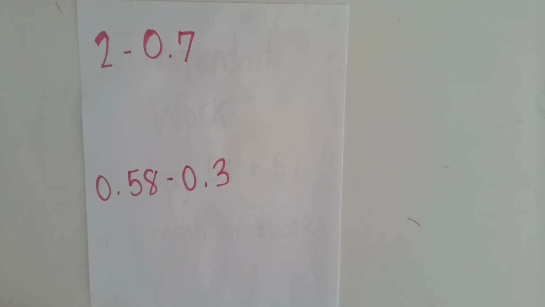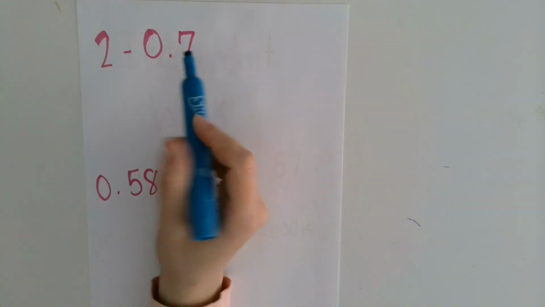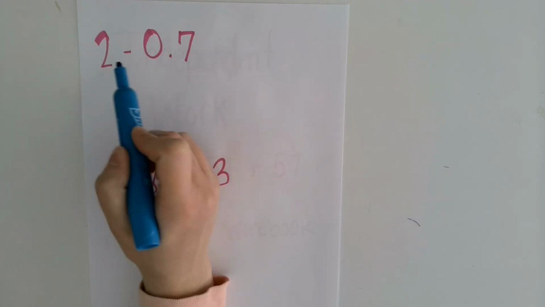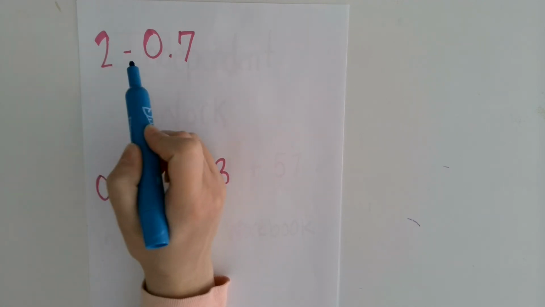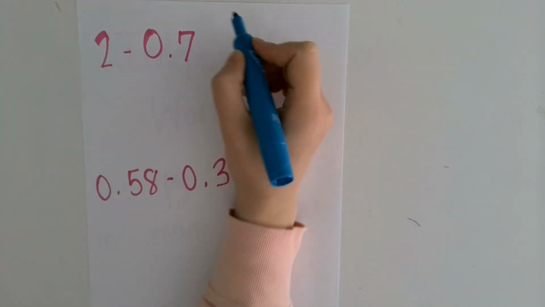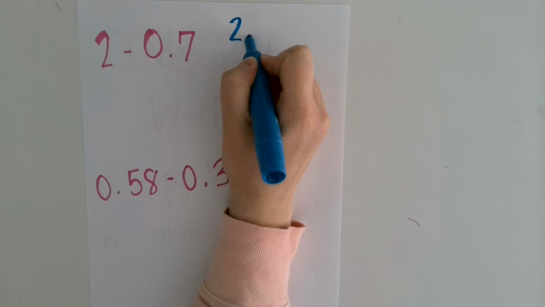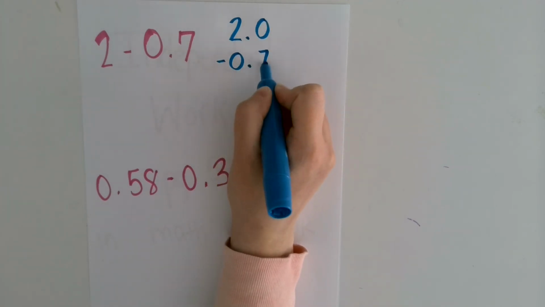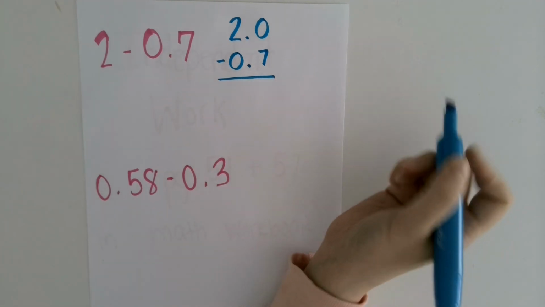Okay, so let's see how you did. So up here, we had the type of problem where we have a whole number minus a decimal. So I know I need to add a decimal point and 1 0 to this whole number so that I can line it up with this decimal here. So I'm going to write it as 2.0 minus 0.7, and then I'm going to do my subtraction.